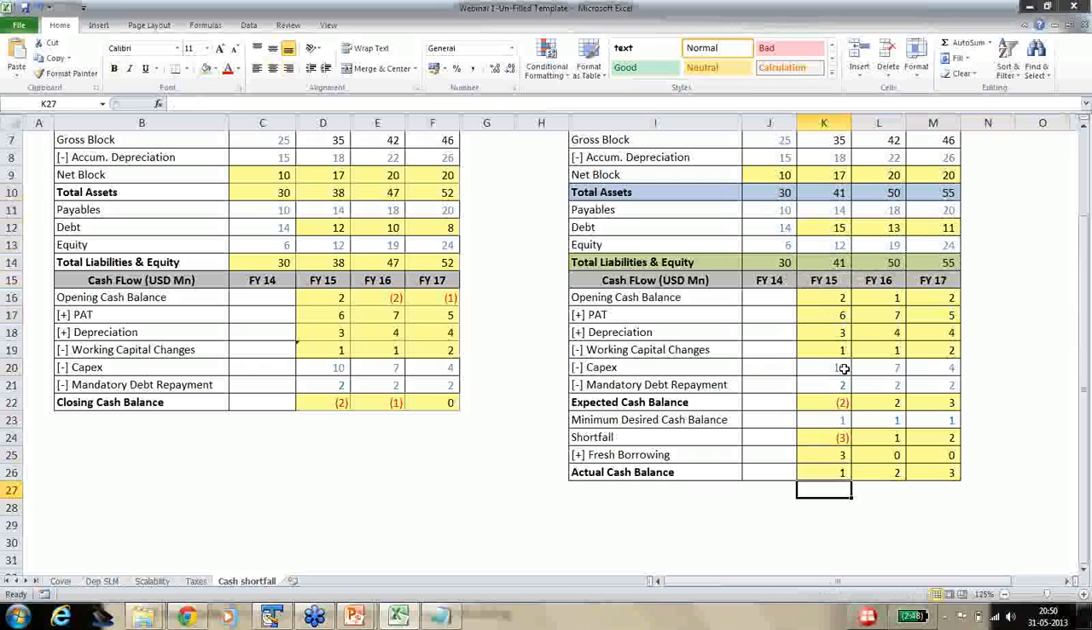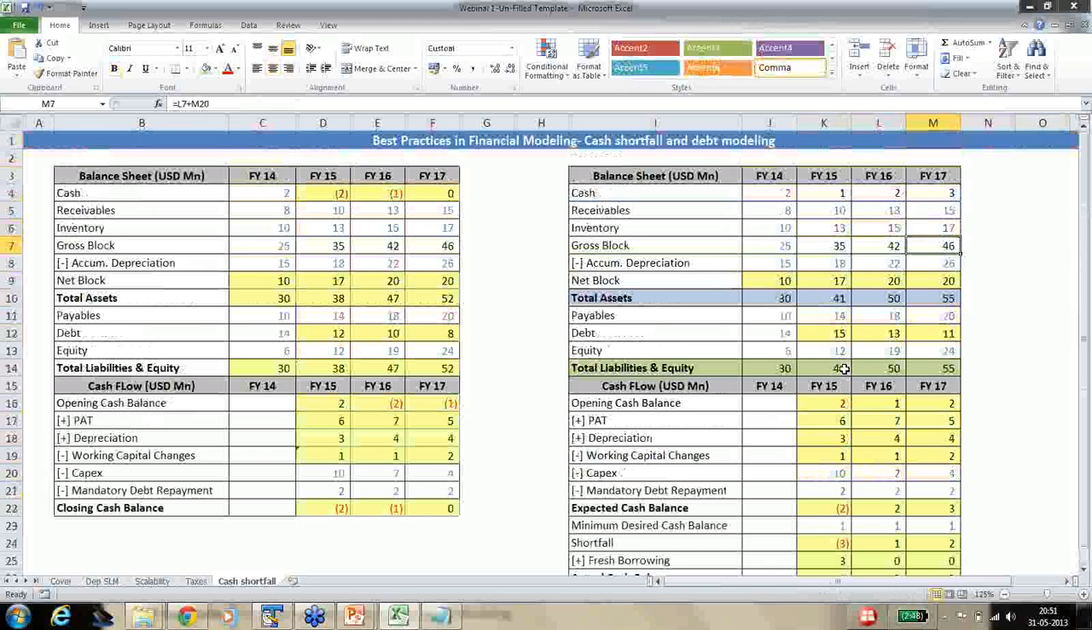Now the whole thing to understand over here is that you cannot have a negative cash in your balance sheet. That is the key learning over here. To avoid this, we use the functions of minimum and maximum everywhere, and we are able to get an actual cash balance of 1 to 3, which is in line with this. So we had to borrow 3 once, and then everything else was taken care of.